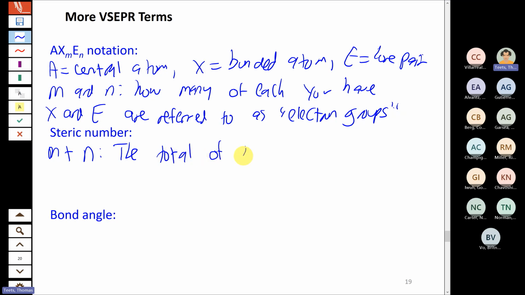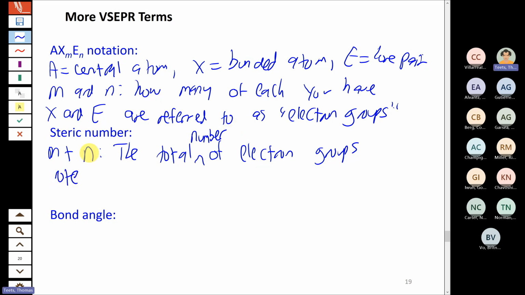As we said, there's sort of two things we're going to talk about. The electron group arrangement, which is the arrangement of all of those, and that's going to be determined by the steric number. The total number of electron groups, I should say. Let's put it there. The total number of electron groups, make that grammatically correct.